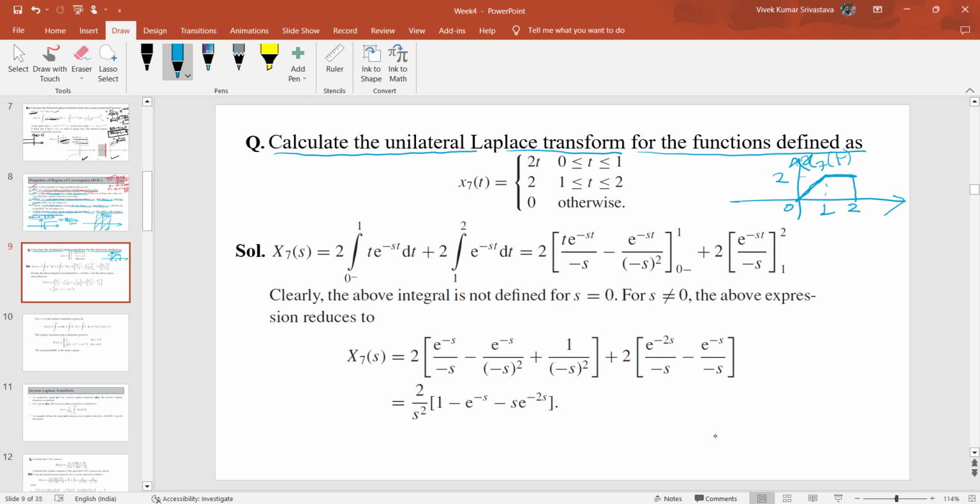Okay, so that's how we can plot this signal. From here we can see that it is a finite duration signal. So basically here we have to calculate the Laplace transform of this signal.